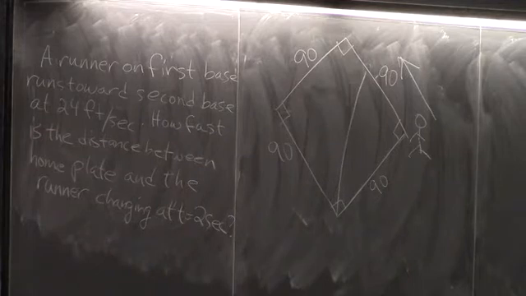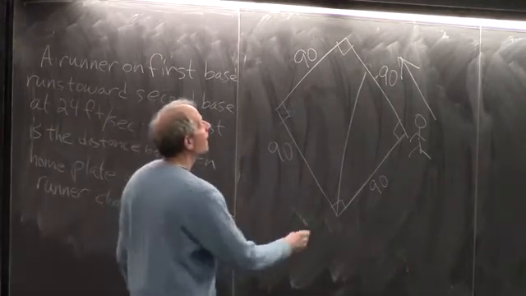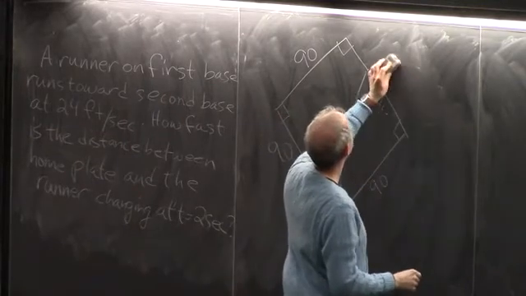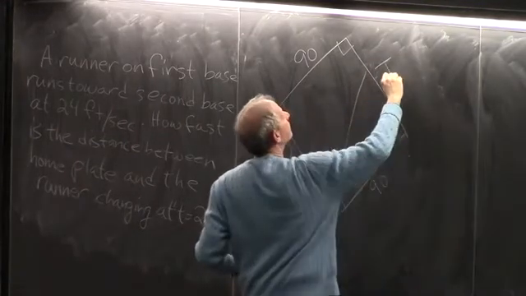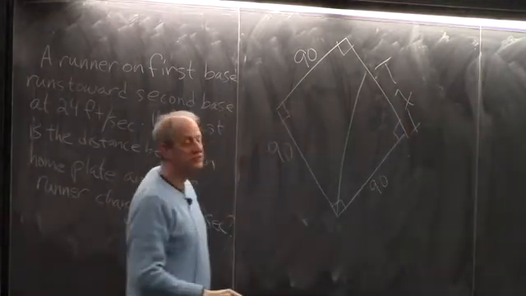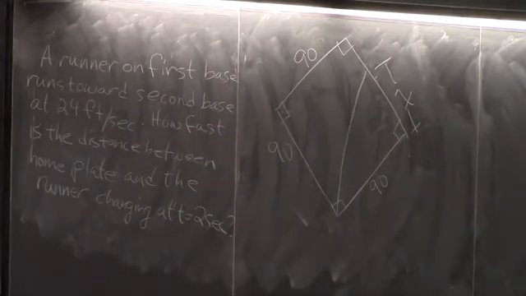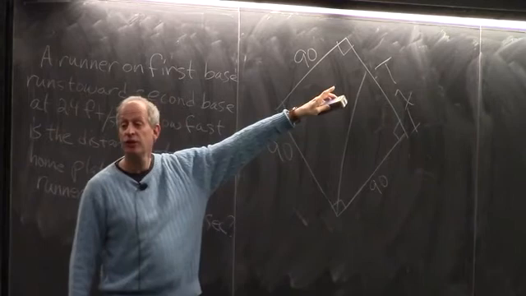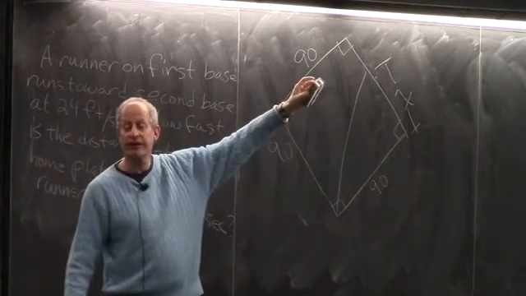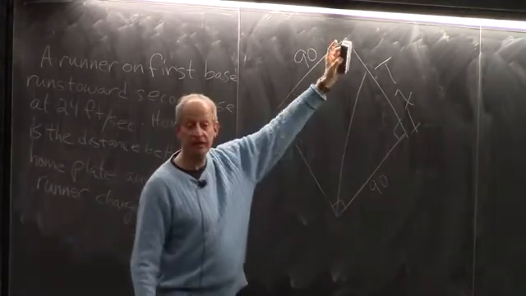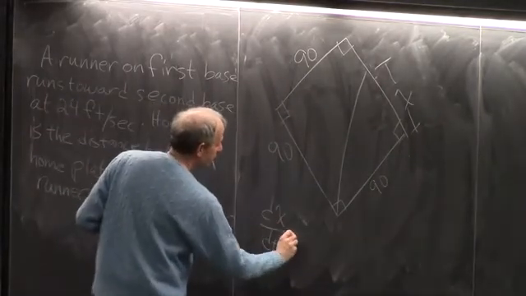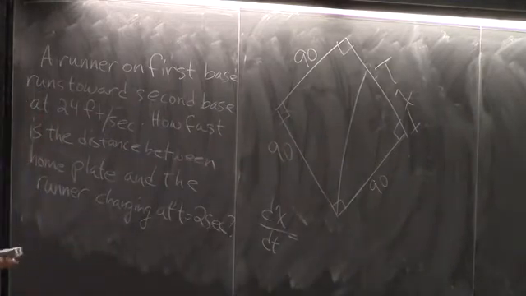All right, let's look at this for a minute. Let's call the distance between the runner and first base, as we're going from first to second base, x. That distance x is growing because the runner is heading from first to second. So dx/dt is how fast that runner is going, and that's about 24 feet per second.